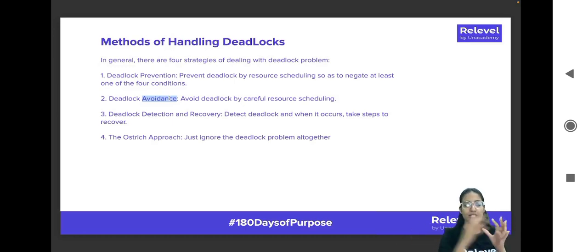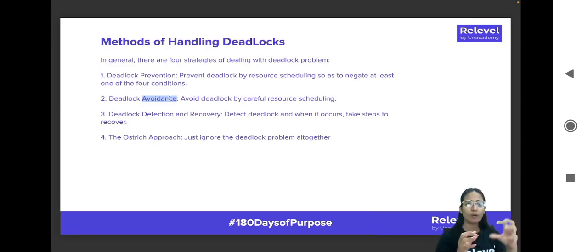You have a process, you allocate resource to that process, and you check whether the system is in a safe state or in an unsafe state. Let's say the system is in a safe state. Then you move ahead, take the next process and allocate the resource to it. Then you check again if the system is in a safe state or an unsafe state.